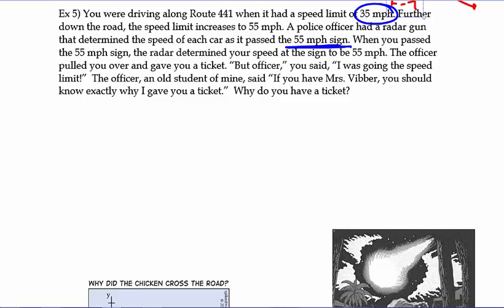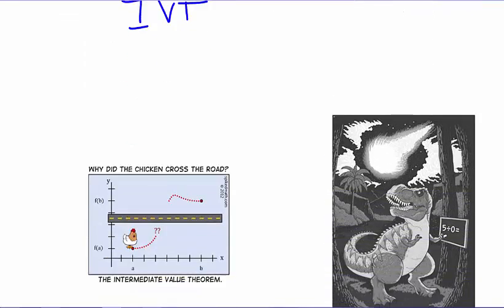But basically, why do you have a ticket? Because of the intermediate value theorem. Intermediate value theorem says you went from 35 to 55 instantaneously. No, there's no way. You had to be driving faster than 35 miles an hour right before you got to that 55 speed limit sign. There's no other way you could have done that. Okay?